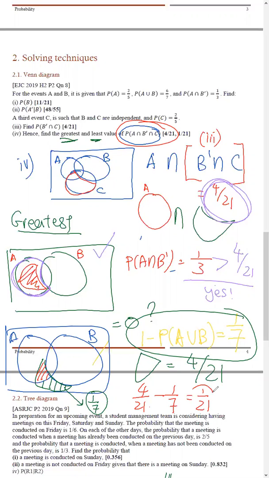Therefore, the smallest value is 1/21, and the biggest value is 4/21. Okay, this kind of analysis is certainly not simple in the exam. There are a few questions that have come out already for this kind. If you really want to bag these marks, the only way is to practice and memorize it.